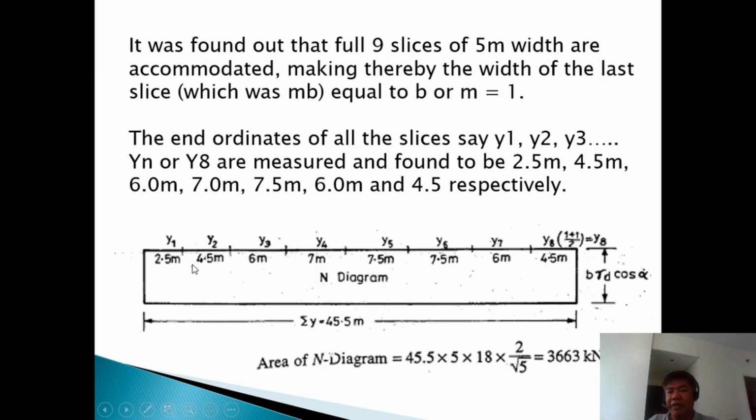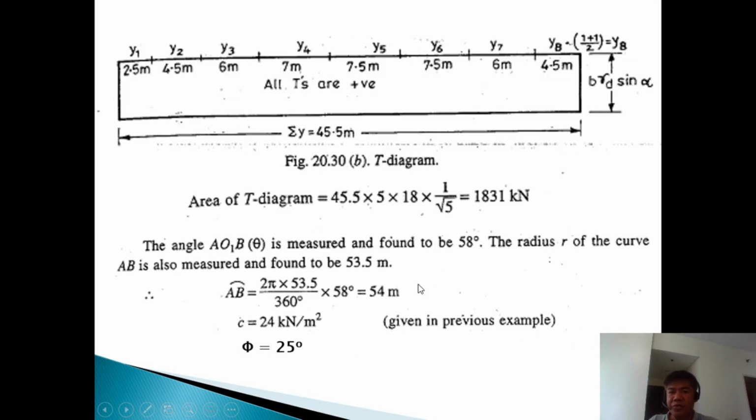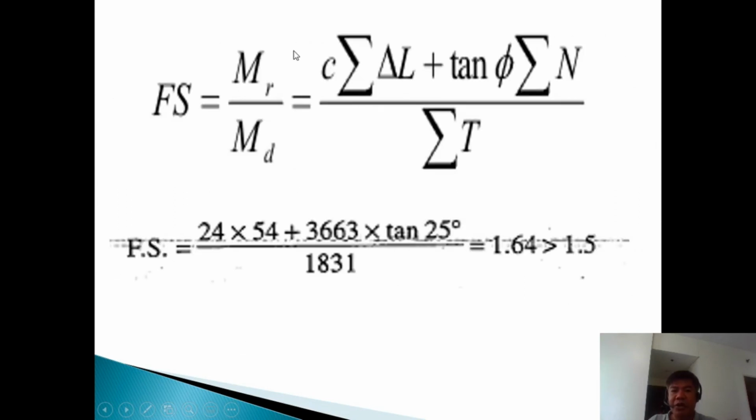Then this is another method, because you're going to compute y1, y2, the different heights of the slip surface and so on. Or you can also use the tabulation, the one I presented here. It is actually simpler, but this one is just another method of computing the n value using the diagrams and the t values, so the t diagram. Solving it is the same. You have the cohesion, the arc, and so on.